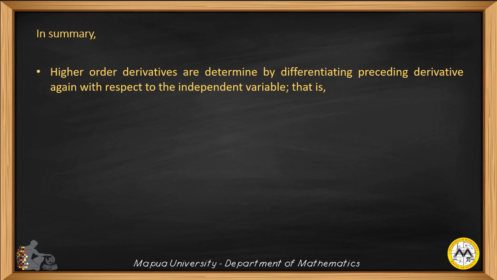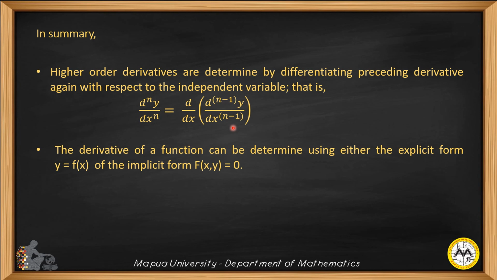In summary, higher order derivatives are determined by differentiating the preceding derivative again with respect to the independent variable. That is, the nth order derivative of y with respect to x is the derivative with respect to x of the (n minus 1) derivative of y with respect to x. And that for the purpose of differentiating a function, we can work with the explicit or the implicit form of the function.